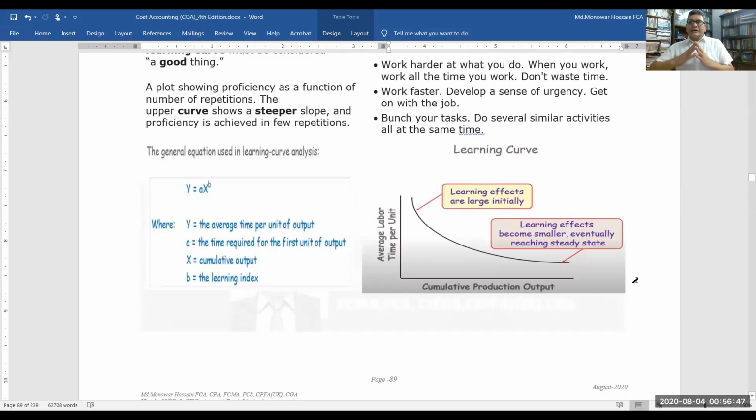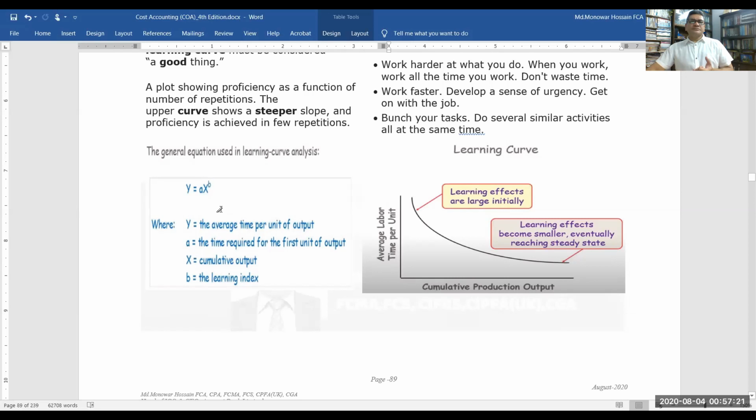So the learning curve, if you see here, is average labor time per unit, and here is cumulative production output. So this is the line. Learning effects are large initially, but at this point on the line, the learning effect becomes smaller, eventually reaching an extreme state. So this is the general equation we use for learning curve analysis.